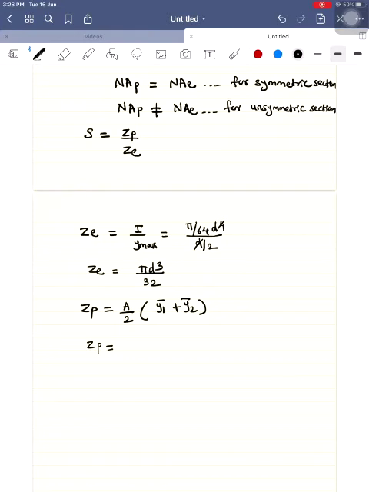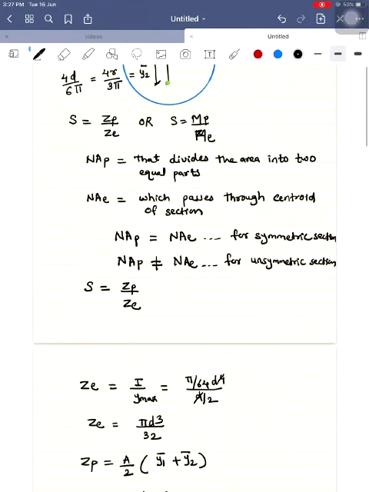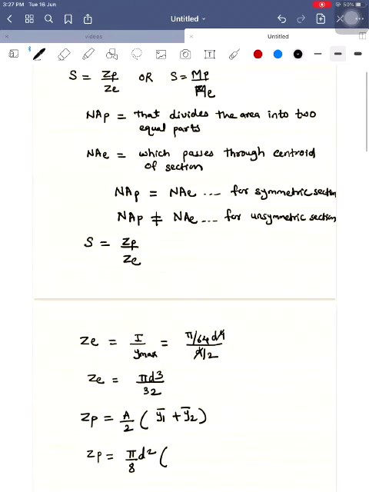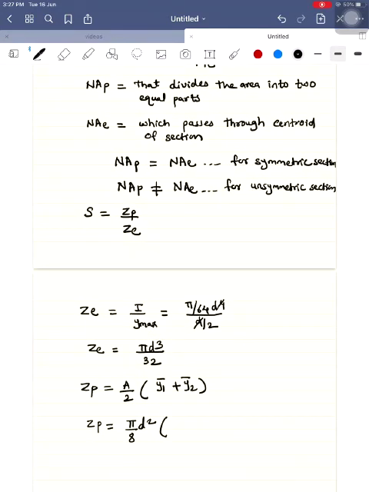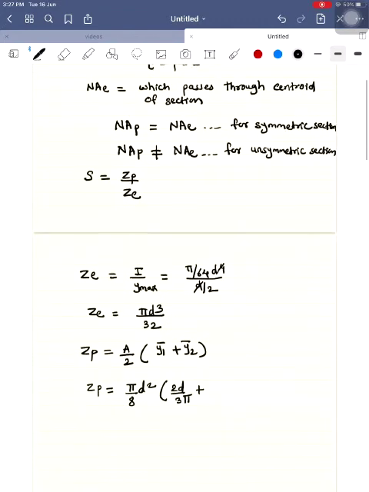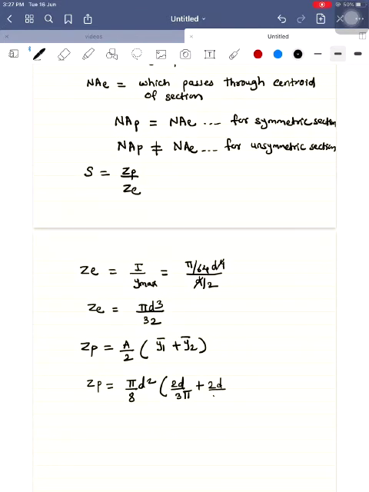Substitute the values of y1 bar and y2 bar in this equation, we get plastic sectional modulus. Zp is equal to, this A by 2 is area of half circle, that is equal to pi by 8 d square. This is area of half circle into y1 bar plus y2 bar. What is y1 bar? y1 bar is equal to 2d upon 3 pi. y1 bar and y2 bar are similar. So y1 bar is 2d upon 3 pi plus y2 bar also 2d upon 3 pi.